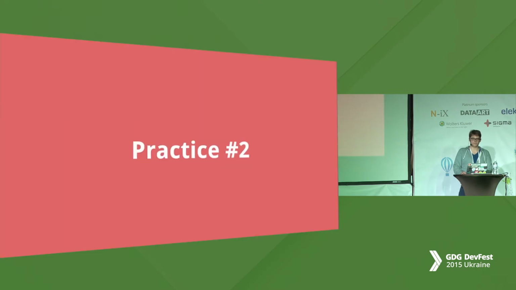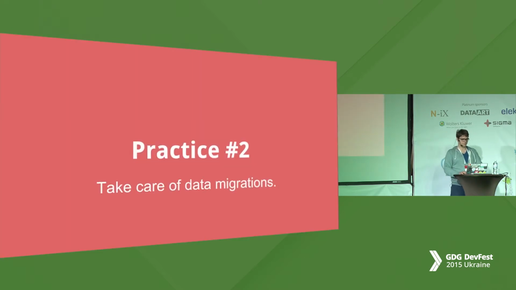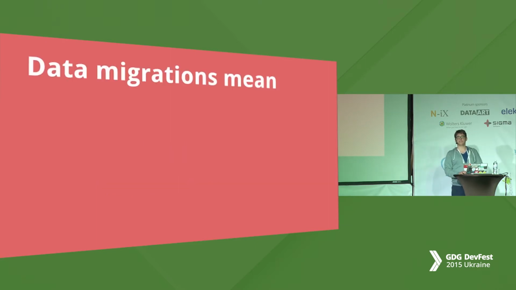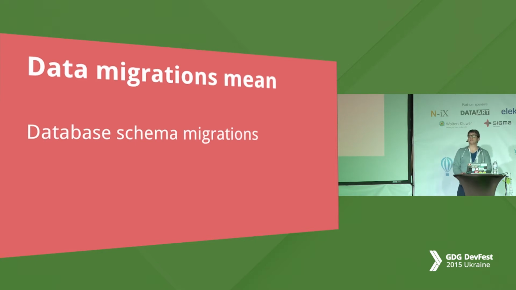Again, it's very important. So practice number 2: take care of data migrations. What does data migration mean? Obviously, it means the database schema changes, right? So if your application got the contacts table that represents the first name and the last name, and then you want to add an additional column which will represent the phone number, then you need to handle this migration in order to not make your application lose data, not make your users lose data, right? You need to handle these schema migrations.